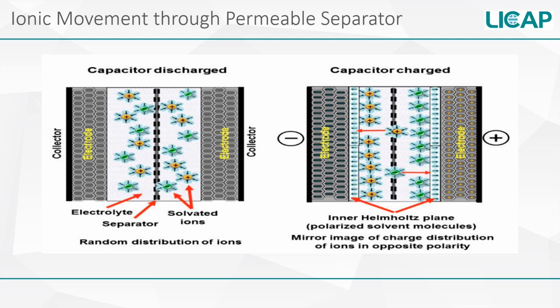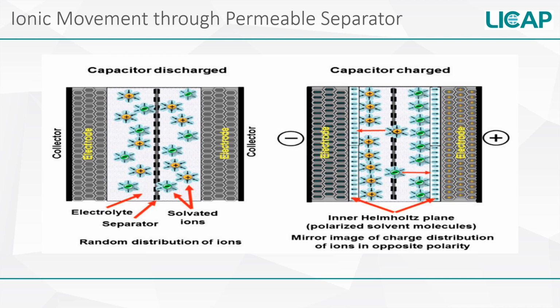Here we see a cross-sectional view of an ultracapacitor in both the uncharged and charged states. The figure on the left shows the uncharged state, whereby the electrolyte is comprised of a non-aqueous polar solvent and both positive and negative ions. As you can see, the positive and negative ions are randomly dispersed on both sides of the semi-permeable separator, as there's no charge to attract them to either surface.